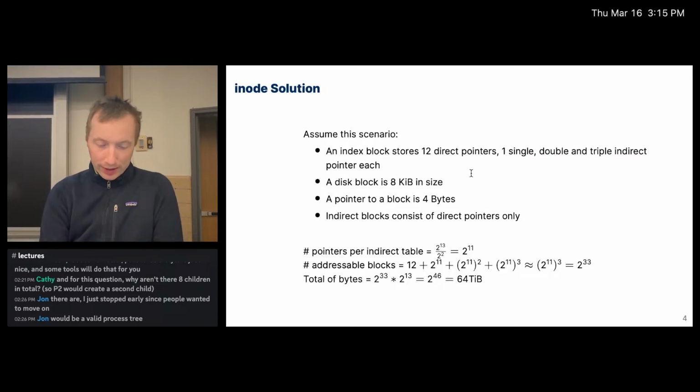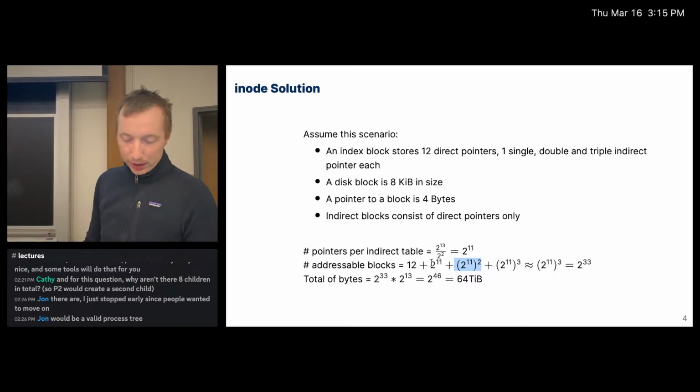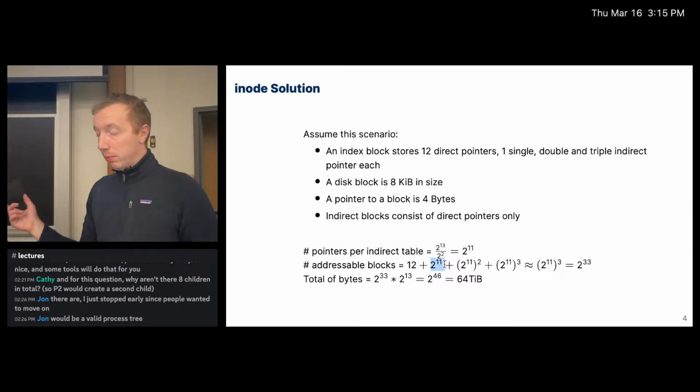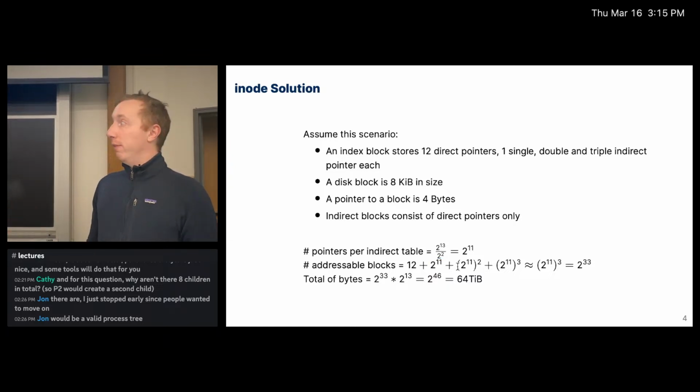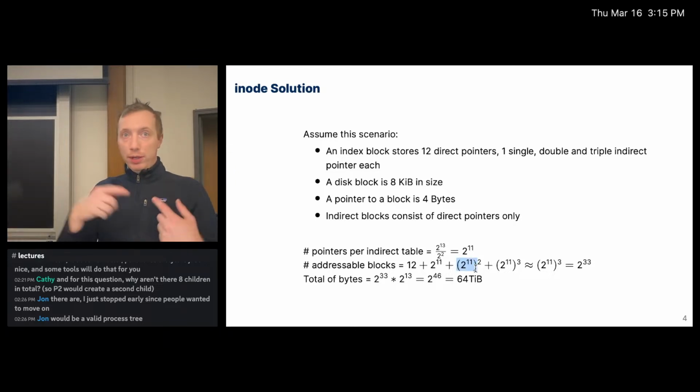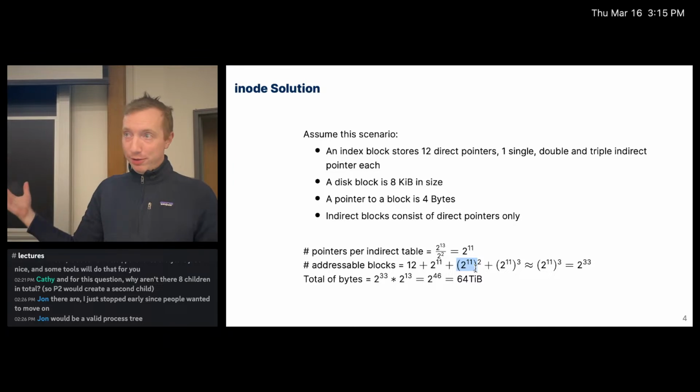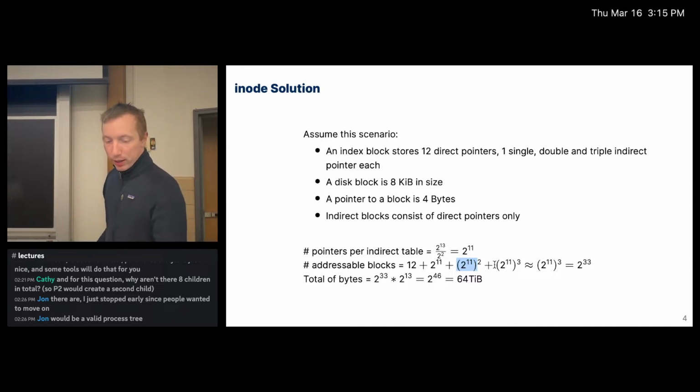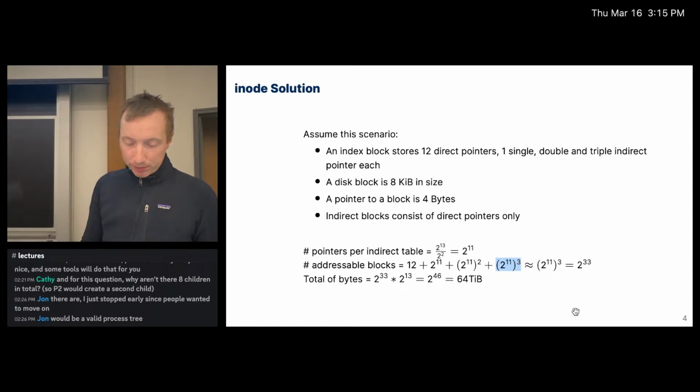Well, if you extend that, then the number of addressable blocks you have is going to be 12, so that's my direct. And then 2 to the 11, that is just my single layer of indirection that points to just a block full of pointers. And then if I do a double indirect block, that's just 2 to the 11 to the power of 2 because it's exponential in the number of things I can actually point to. And then similarly for the triple indirect blocks, it's 2 to the 11 to the power of 3 because I have 2 to the 11 choices for each block I have.